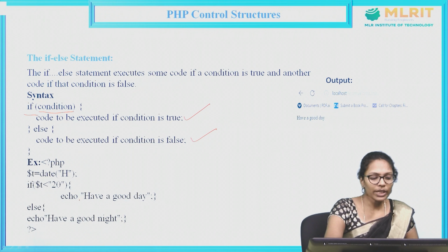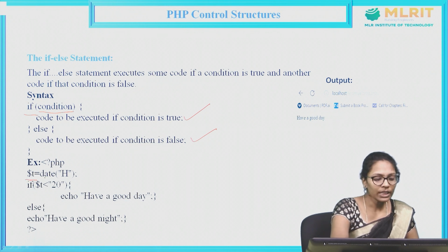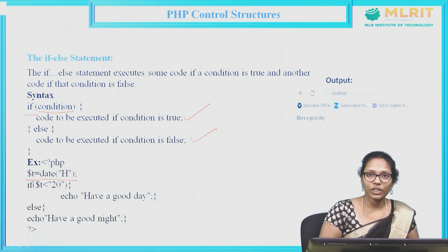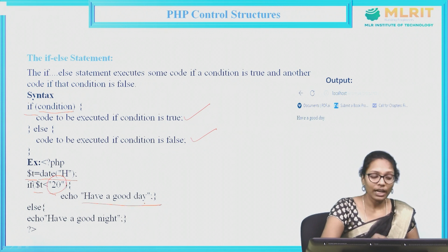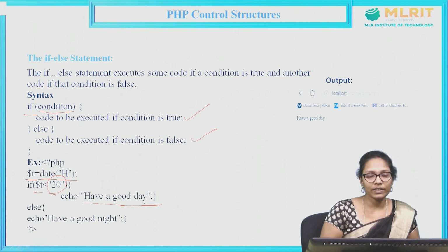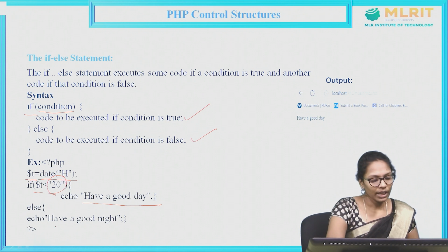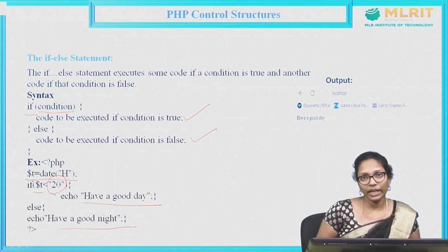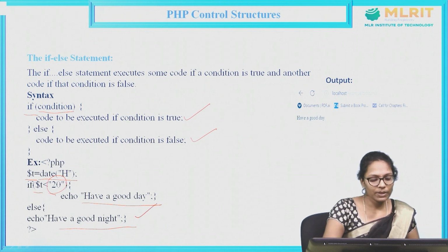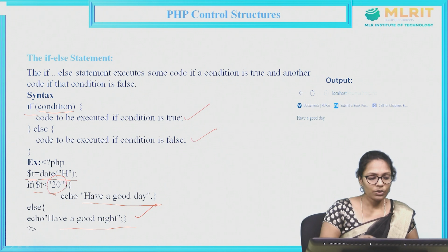Now coming to the example program, the same $t which will be assigned to the date function, but in that date function I'm taking only the hours value. So now if the $t value is less than 20, then I'm printing "have a good day". Otherwise, if it is not less than 20, then what do I need to print? I should print a message called "have a good night". So if it is not less than 20, if it is above 20, obviously it is the night value. At that time, you will get this message, "have a good night". So that is about if else.